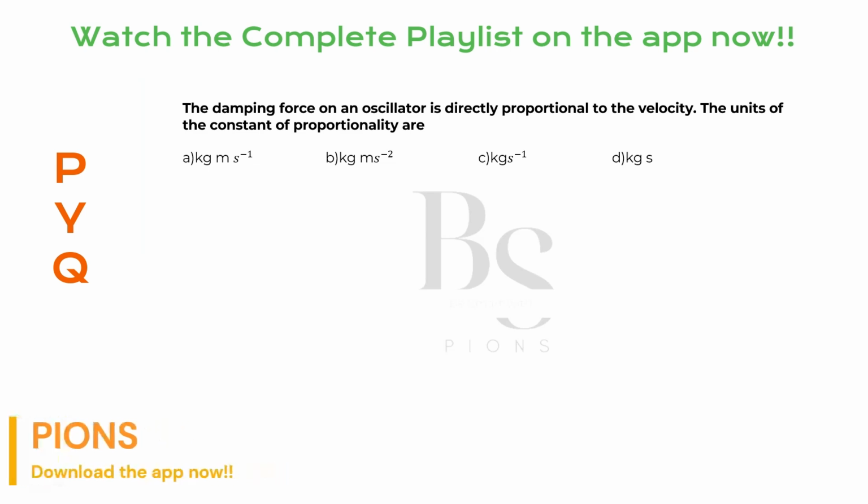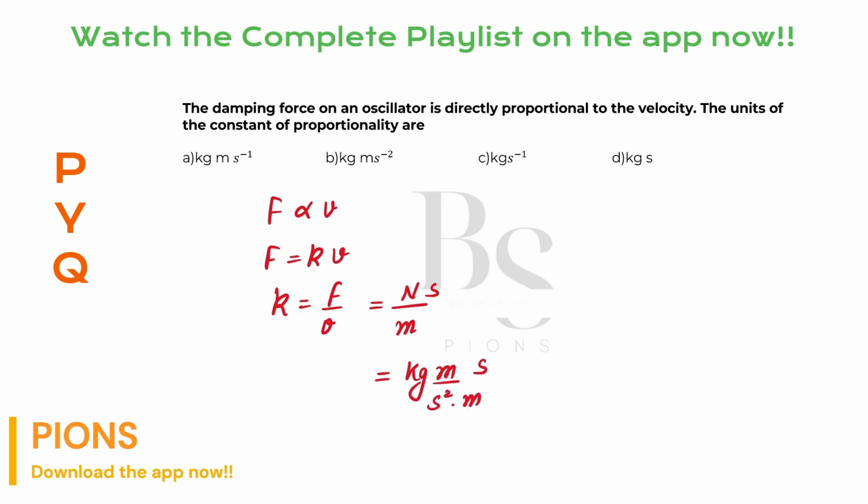The damping force on an oscillator is directly proportional to the velocity. The units of the constant of proportionality are? First of all, we know that damping force F is directly proportional to velocity. The more the velocity, the more the damping force. If you remove the proportionality sign, you get a constant: F equals kV. This constant of proportionality is the ratio of force upon velocity. The unit of force is Newton, and velocity is meter per second. What is Newton? Mass times acceleration, which is kg meter per second square, divided by meter per second. The meter cancels with the meter, and one of the seconds cancels out, and you are left with kg per second. So the correct option is option C, kg second inverse.